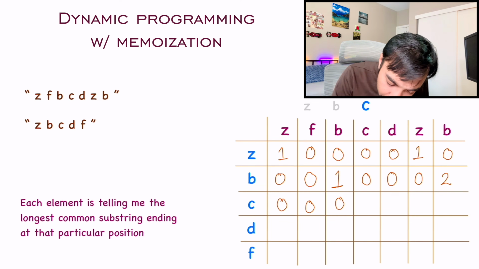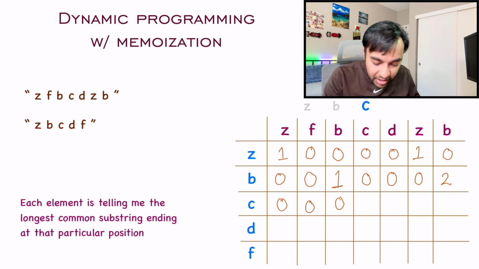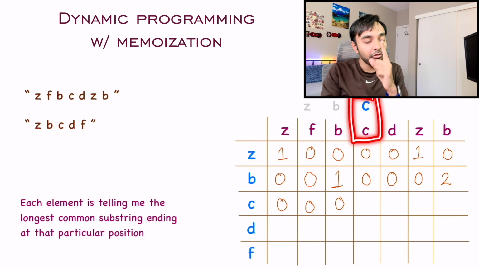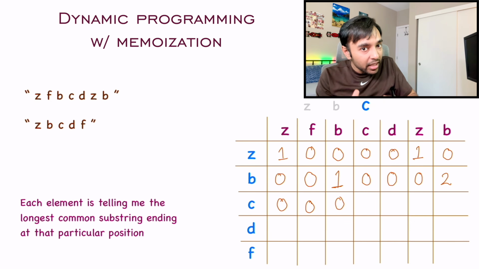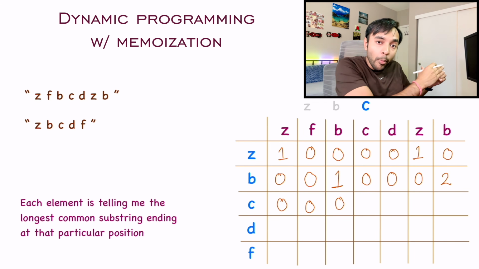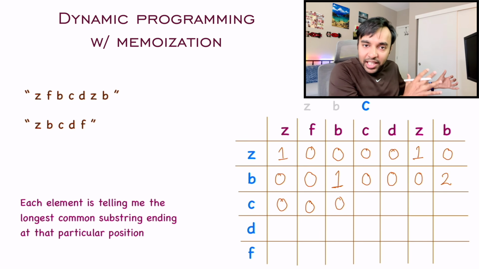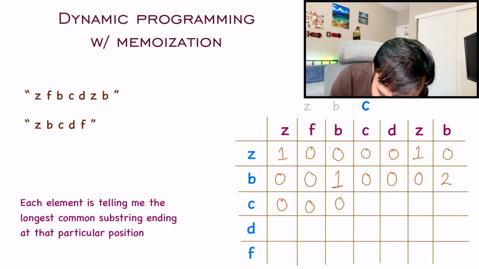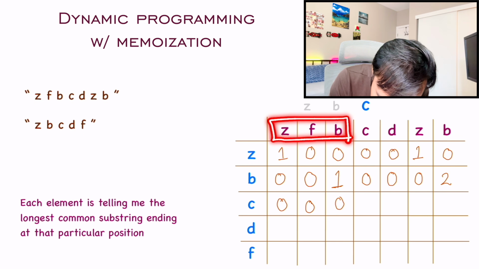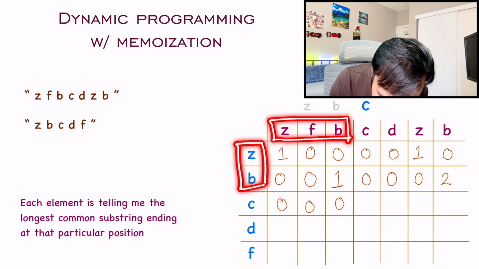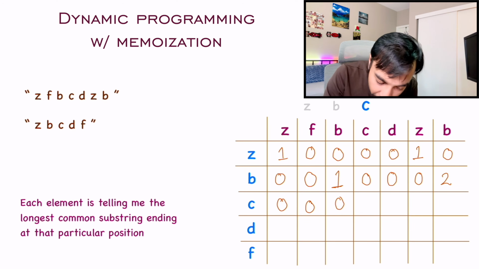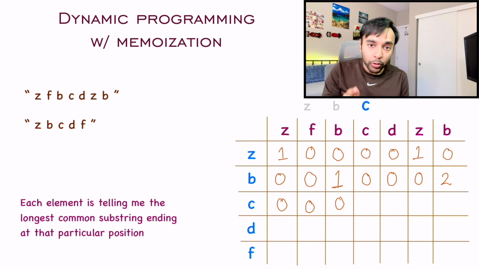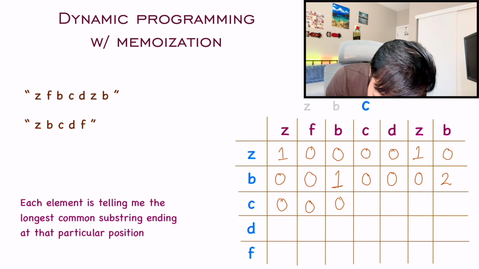Move ahead now. The character C now matches, right? So you can say that the length of the common substring will be at least 1. But at the same time, you also want to go back and check, hey, what is the longest length that I can find out? This matrix is once again helping you. If you look back, what is the string? That is ZFB. And if you look back, what is the string? That is ZB. And you have already calculated for this scenario. It is 1. So what will you do? You will do 1 plus 1 and that is a 2.